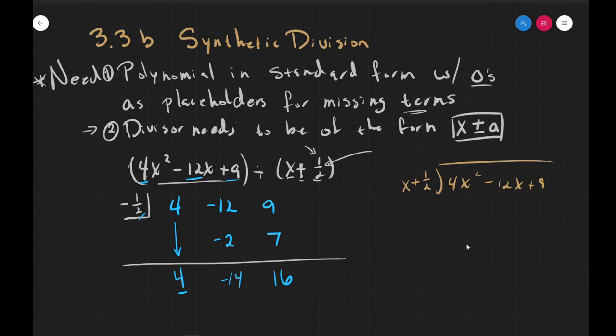Again, we need 4x times x, which will give us 4x squared. So 4x times x is 4x squared. 4x times 1/2 is 2x. Then we're going to subtract this parentheses.